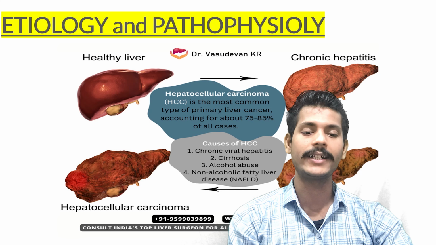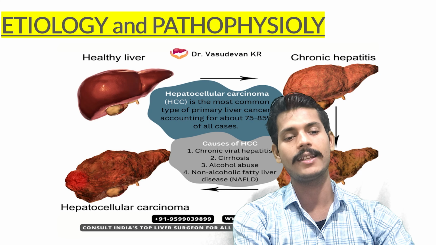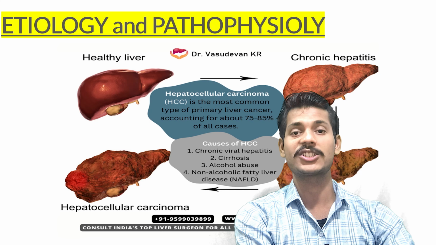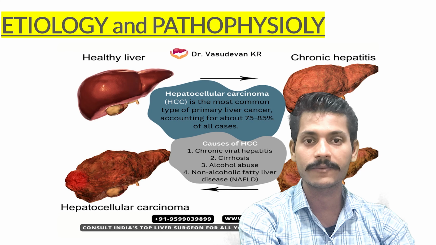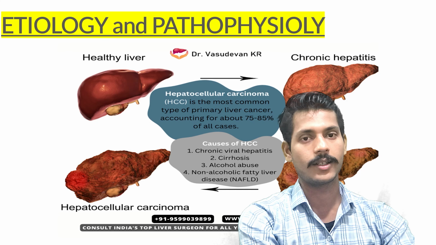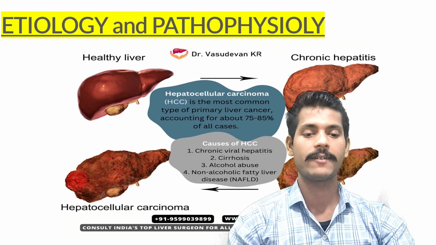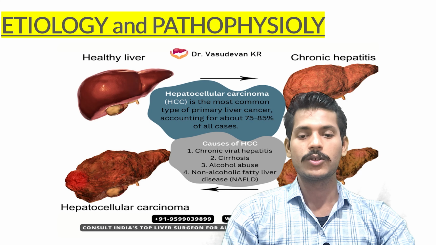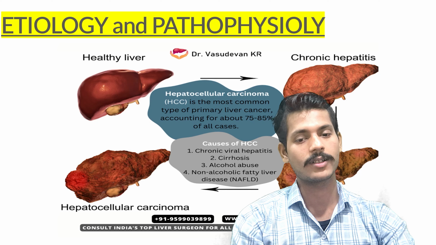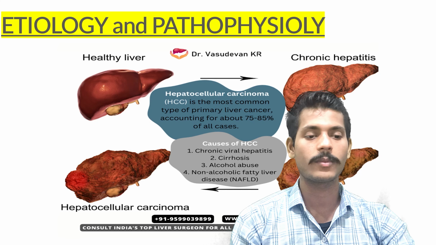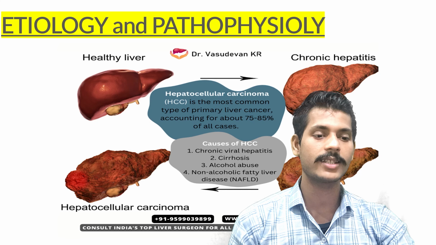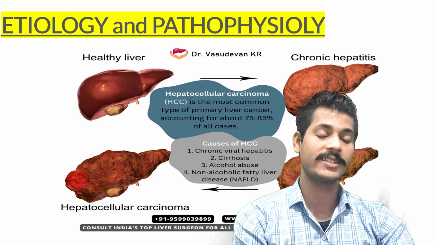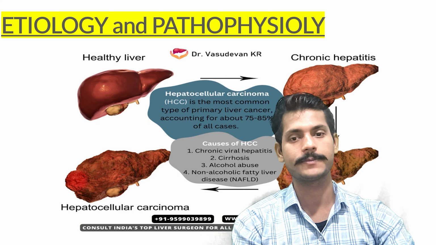the non-alcoholic fatty liver disease, called NAFLD. When there is a disruption in the metabolism of fats, that results in NAFLD, also called non-alcoholic fatty liver disease. So healthy cells change into hepatocellular carcinoma, which results from cirrhosis, and sometimes this cirrhosis is due to chronic hepatitis.